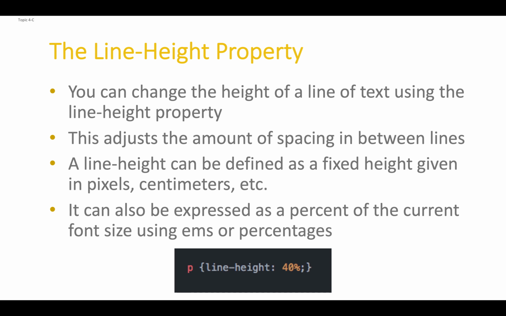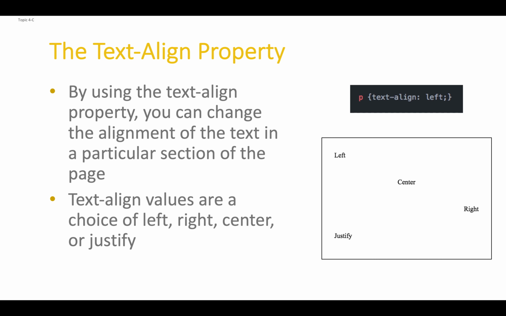You can change the height of a line of text using the line height property. This adjusts the amount of spacing between lines. A line height can be defined as a fixed height given in pixels, centimeters, etc. It can also be expressed as a percentage of the current font size using EMs or percentages. So for line height, if you want your lines to be spaced out more, you can use a higher percentage.